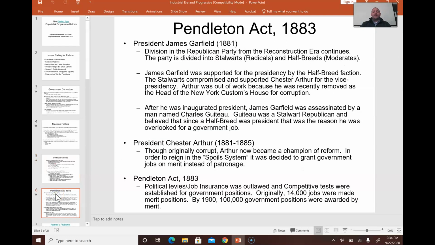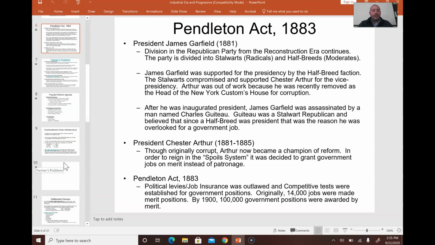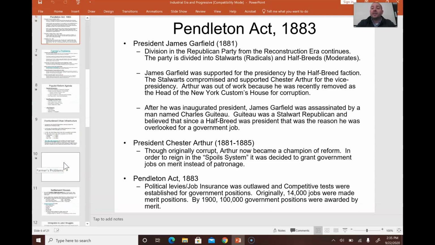All of this leads to the Pendleton Act. The Pendleton Act begins a way of trying to get rid of the spoils system. And the Pendleton Act gives the ability for there to be a civil service exam to ensure that there is a more meritocratic opportunity for people to gain their roles in the government. It is not based on political spoils. It is not based on political connections. It is not based on friendships. It's based on the way somebody completes their exams.